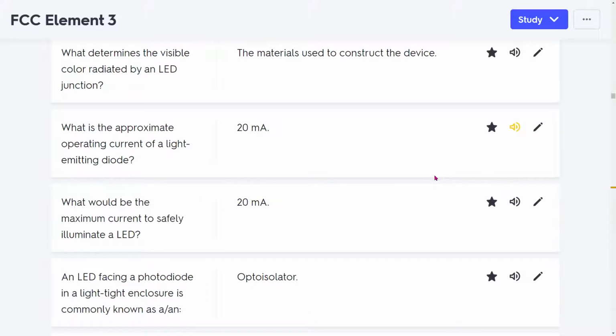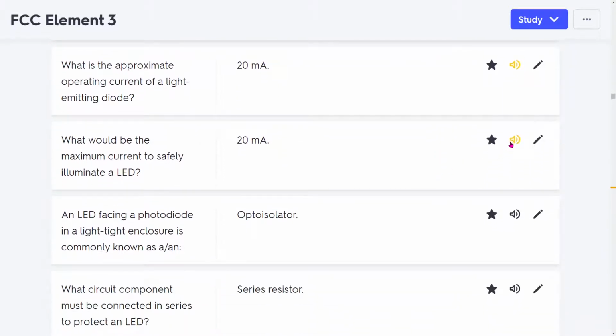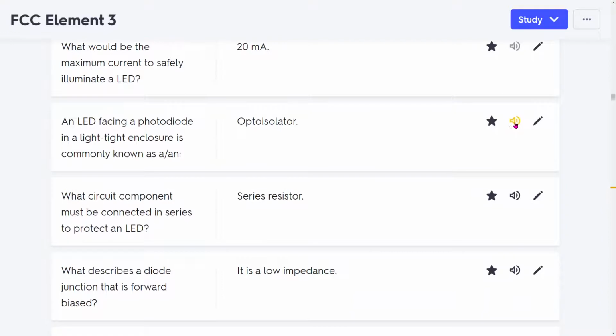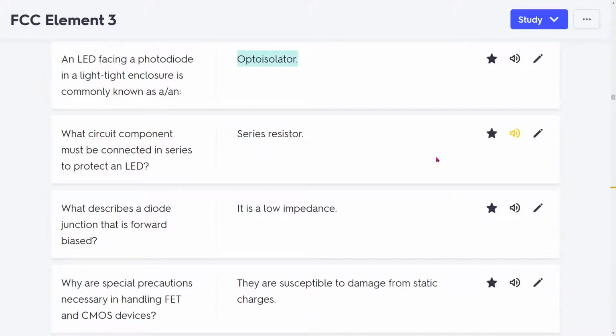What is the approximate operating current of a light-emitting diode? 20 mA. What would be the maximum current to safely illuminate a LED? 20 mA. An LED facing a photodiode in a light-tight enclosure is commonly known as an optoisolator. What circuit component must be connected in series to protect an LED? Series resistor.